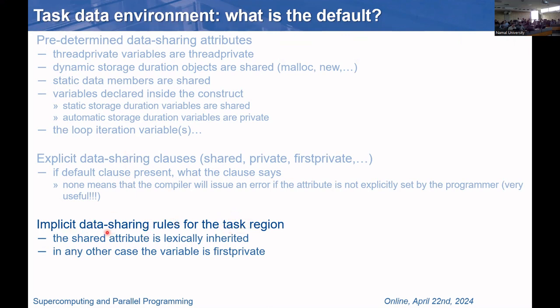It's the new concept. So the shared attribute is lexically inherited. So if a variable is shared above the task, it is lexically inherited. So this means that it will keep being shared. And in any other case, the variable will be firstprivate.